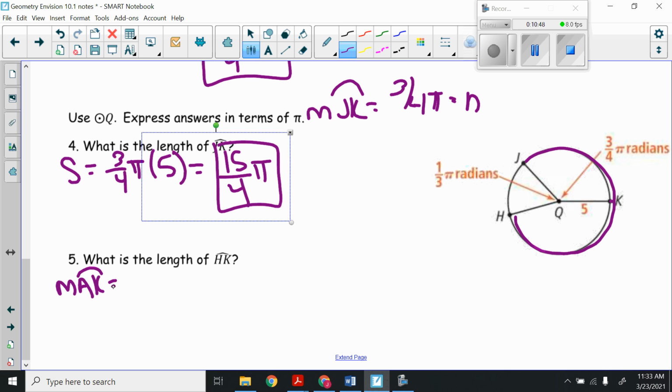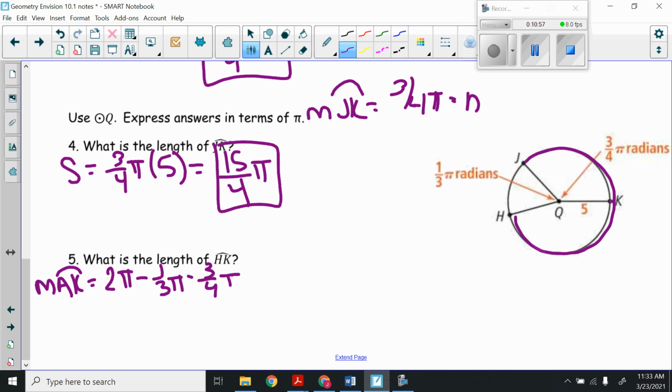Since it's in radians, remember that instead of 360, it's 2 pi minus 1/3 pi minus 3/4 pi. So we want to get a common denominator. That common denominator is going to be 12. So here, multiply the top by 12. So 2 times 12 is 24. 1 times 4 is minus 4. Here I'd have to multiply by 3, so minus 9, all that pi. So 24 minus 4 is 20. 20 minus 9 gets me 11 pi over 12.